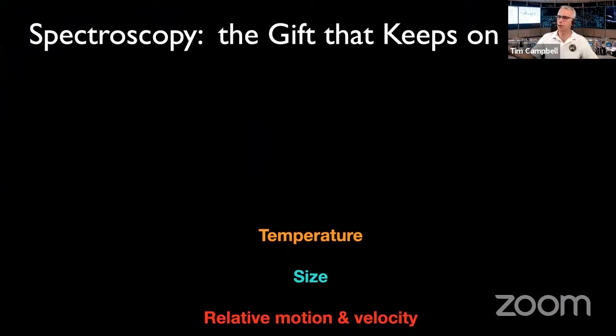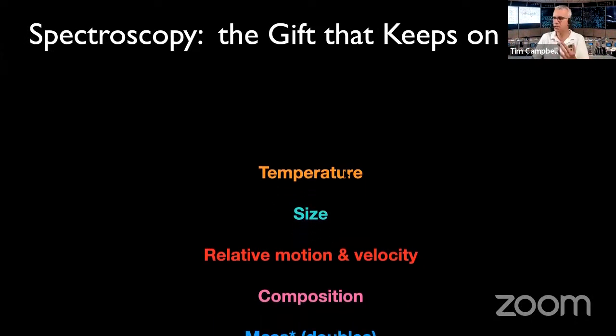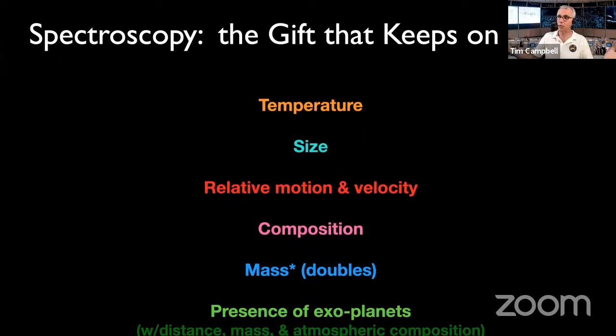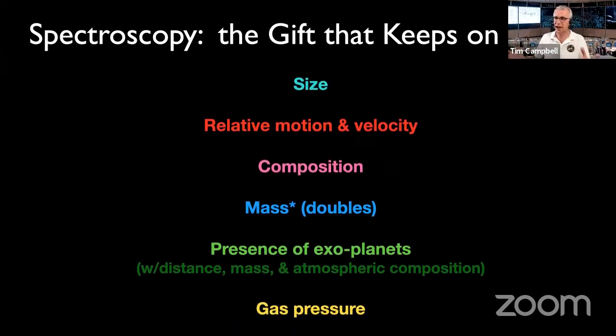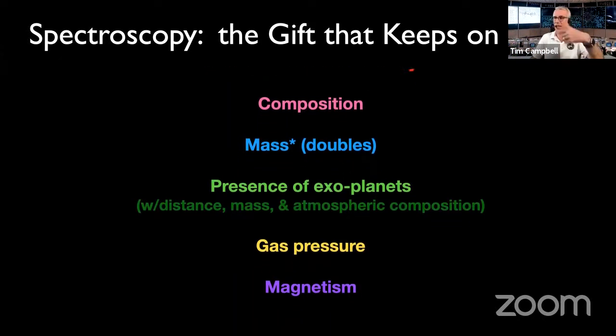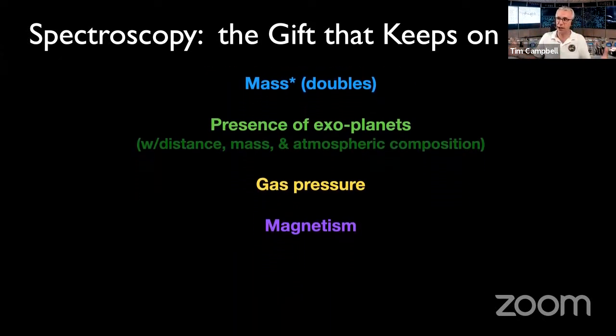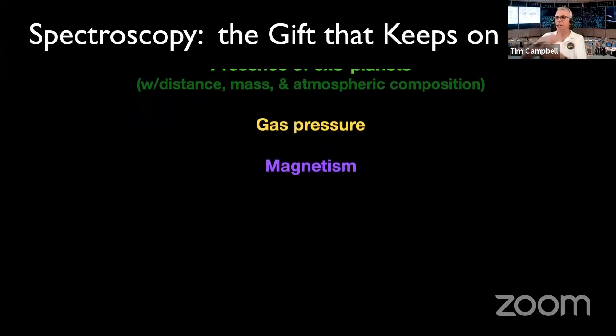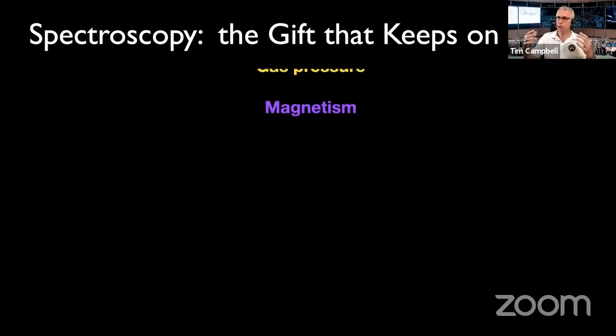So with that, spectroscopy, the gift that keeps on giving. So what can we tell when we use this science? We can tell you the temperature of the star. Based on the temperature, we can infer the size of the star, which gives us an idea of the mass. Relative motion and velocity, I showed that. The composition, all the elements that it's made out of. If it's a double star, we can tell the orbital period, whether there's the presence of planets orbiting around it. We can also tell the gas pressure of the star and how strong the magnetism is on the star. Does interesting things with the spread of the spectrum.